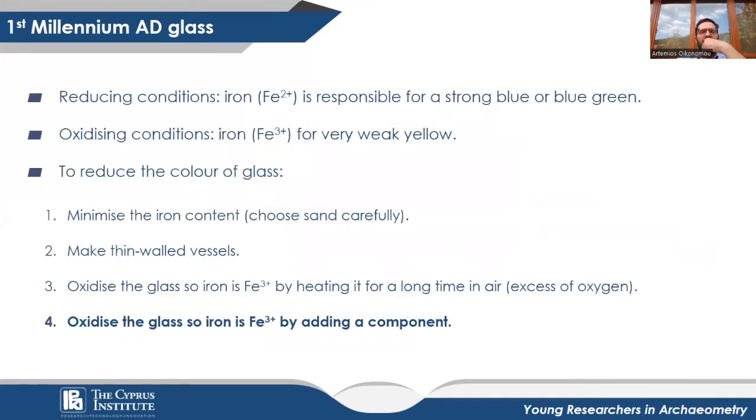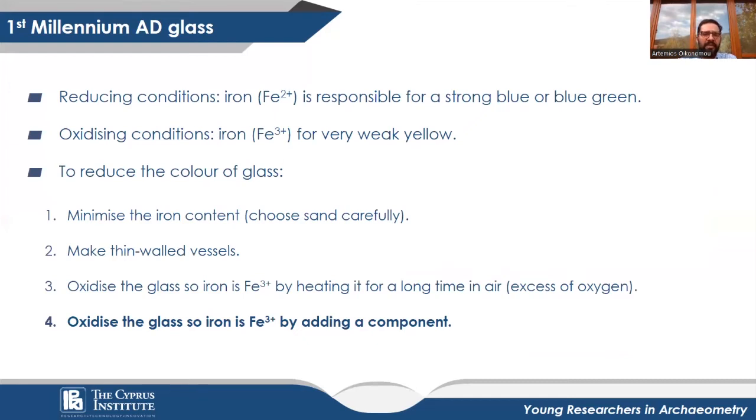So, probably out of fashion, Roman glassmakers wanted to achieve colorless glass. And how could they do this? There are actually various ways to do it. First of all, to minimize the iron content of the sand by choosing pure sands, but of course, from time to time this could be difficult and pure sands might not be available.